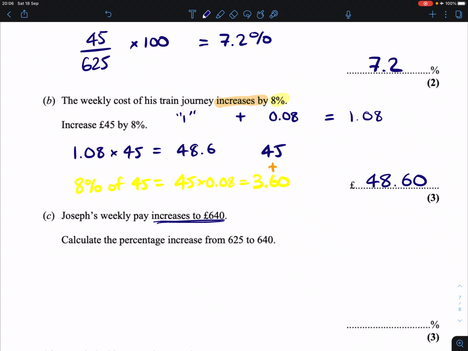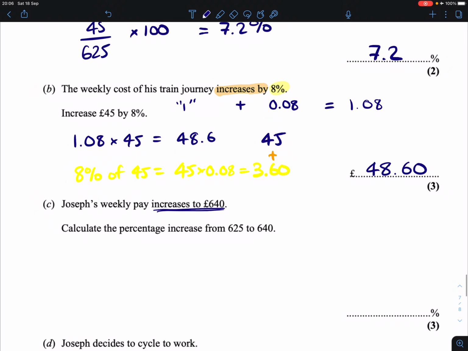Part C, Joseph's weekly pay increases to 640. Calculate the percentage increase from 625 to 640. So again, there's more than one way of doing this. How I like to set up our decimal multiplier is to take the new amount and compare it with the old or the original amount. So in this case, 640 is what it increased to, and 625 was the original. So if we write 640 over 625, this is the decimal we get.